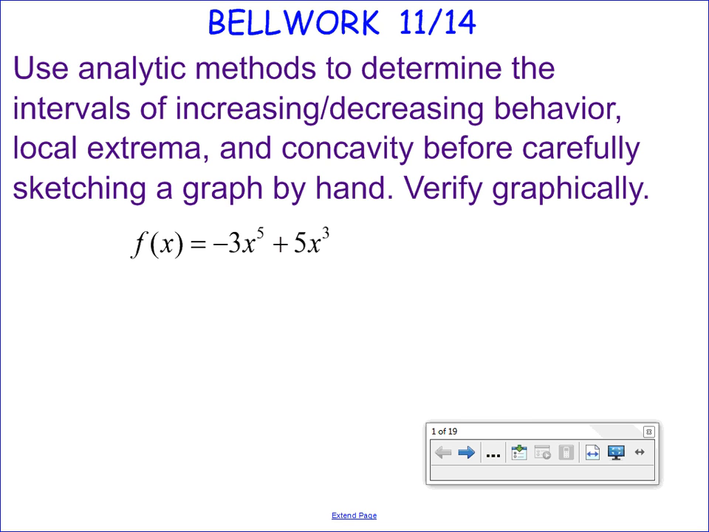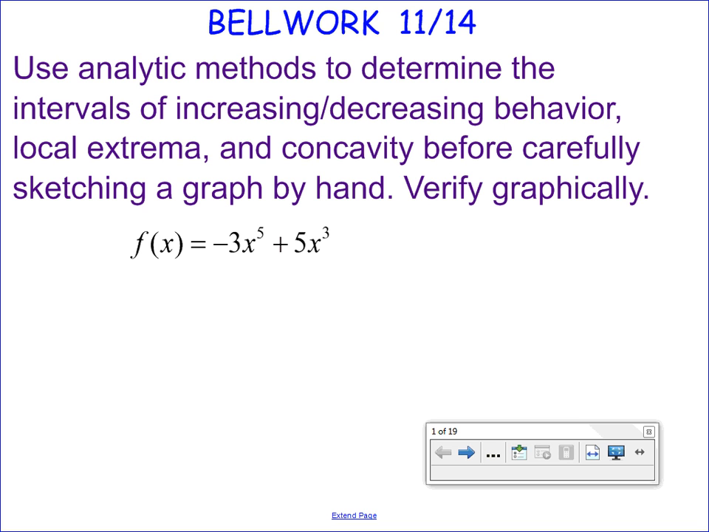Welcome, ladies and gentlemen. Let's go ahead and take a look at our function behavior Bellwork. So our goal here is to analytically sketch a graph using our knowledge of the relationship between original function f, its first derivative f prime, and its second derivative f double prime. So let's go ahead and take a look.